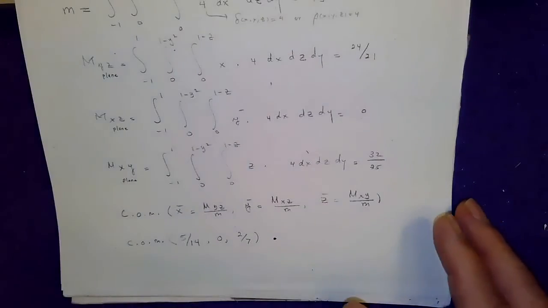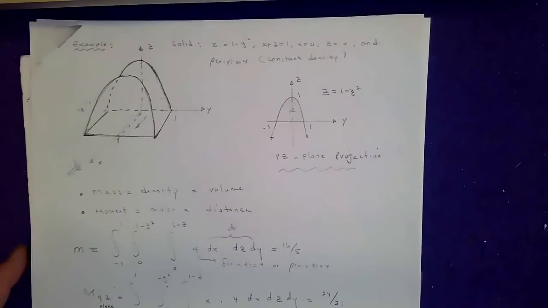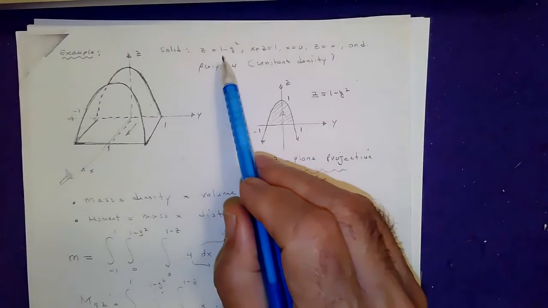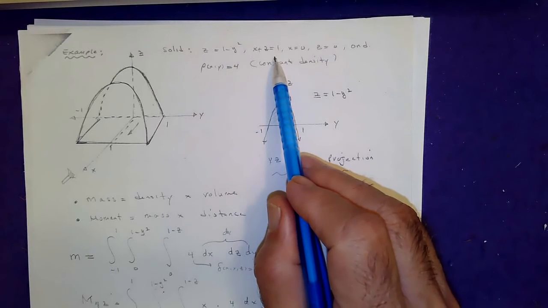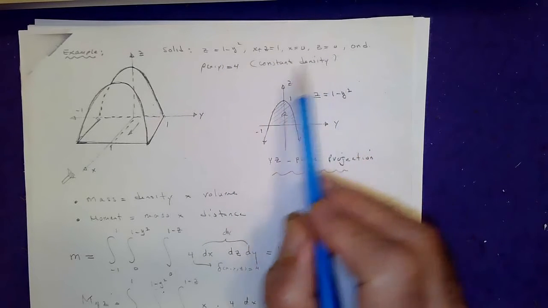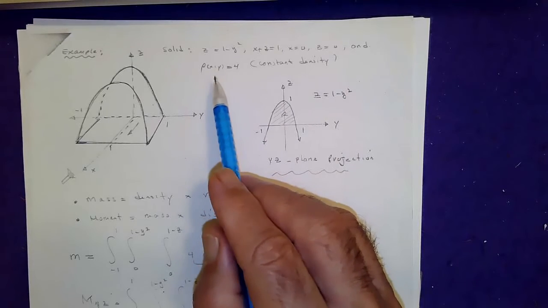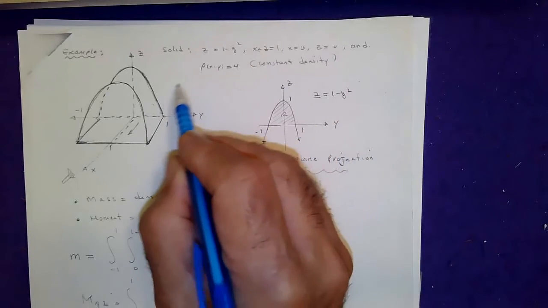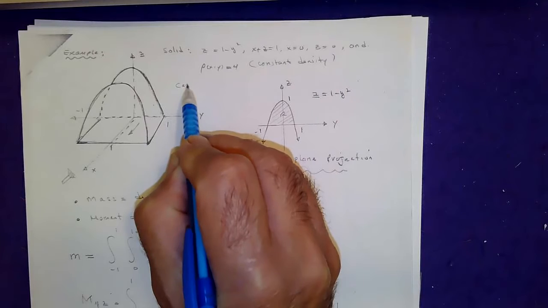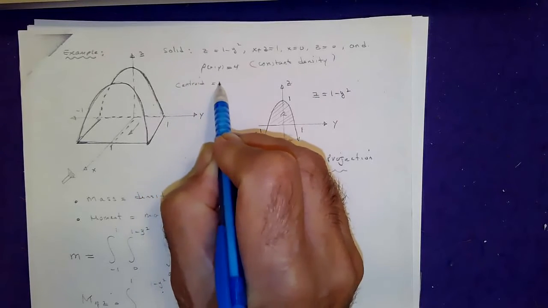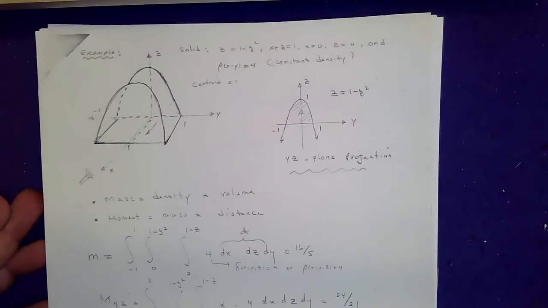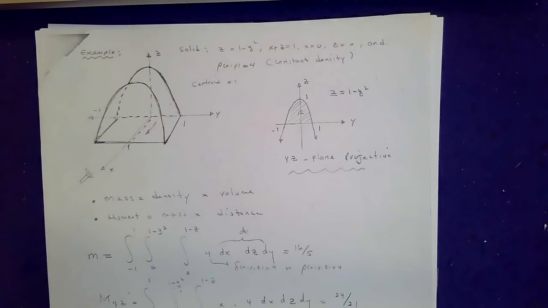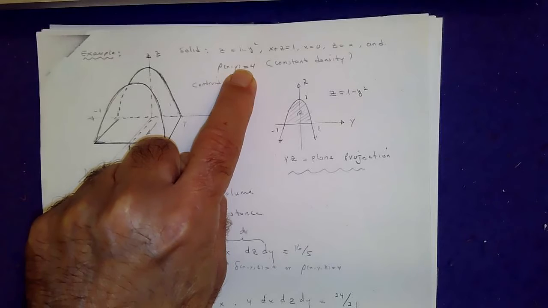So finally, let's do a center of mass of a solid. Here's the solid. The solid is bounded by this cylindrical surface and this plane and these planes. And the density is constant. So what we are talking about is something called the centroid. Instead of saying find the center of mass, the statement of the problem will say find the centroid of the solid. Why? Because the density is constant.